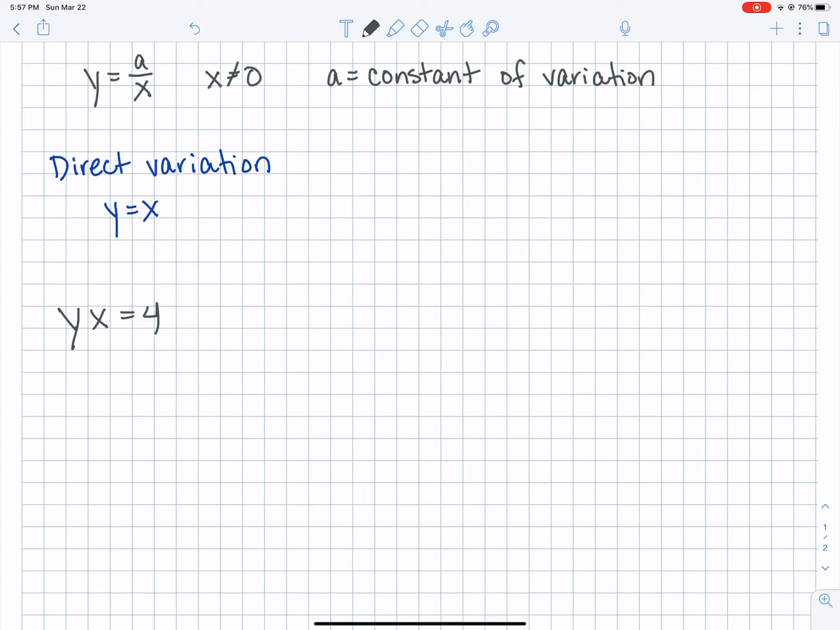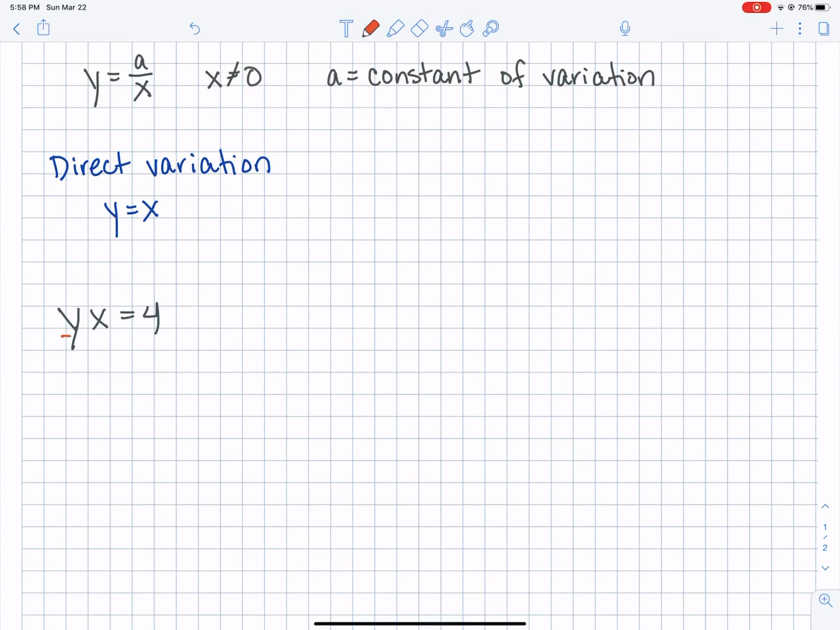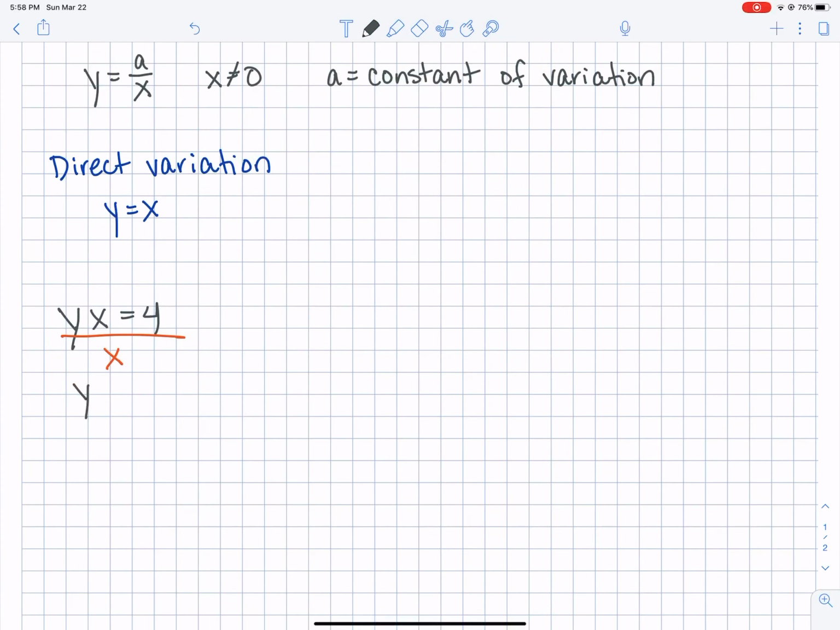So what I'm actually going to do here is solve for y. I'm going to divide both sides by x, and then I can see that y is equal to 4 over x, meaning that x is now in my denominator. I know that x cannot be 0, so I'm just going to go ahead and list that. And then I'm going to classify this as inverse variation.